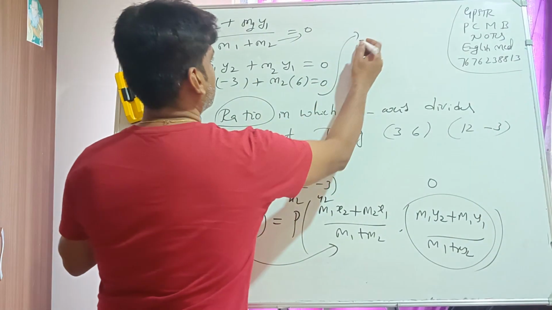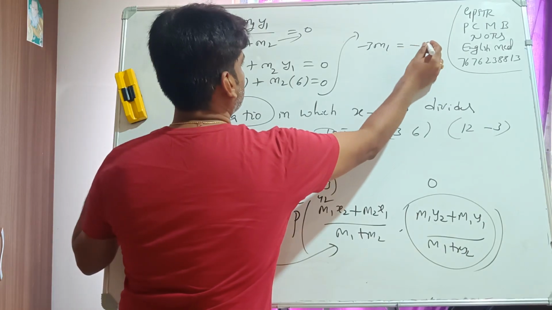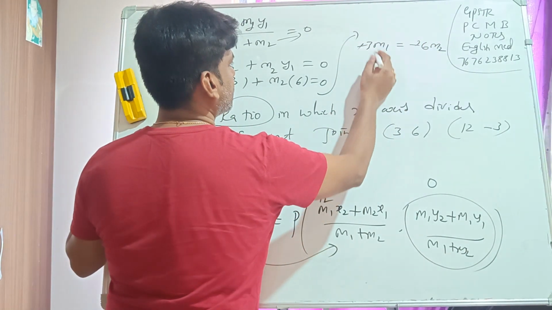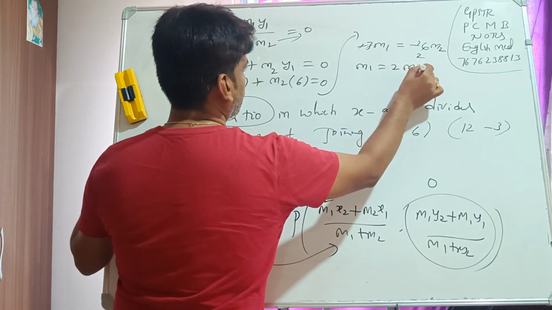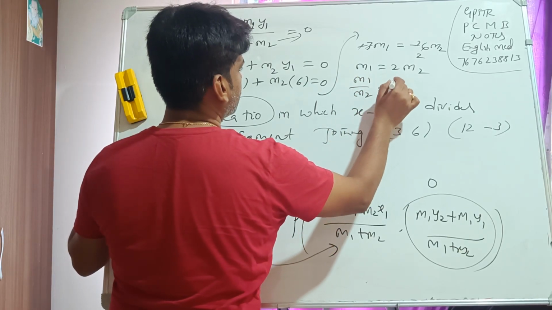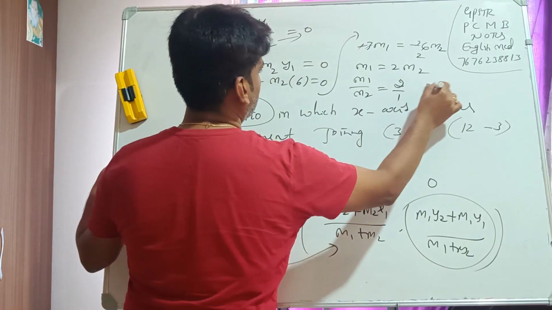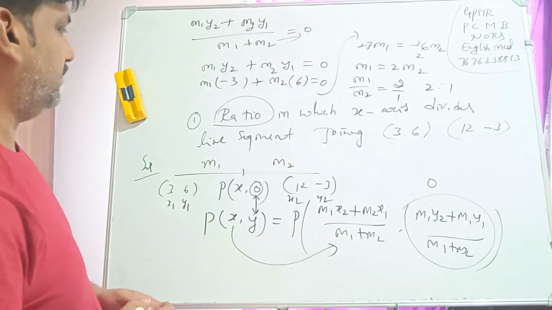So now what is this? Minus 3 m1 is equal to, I will push this to that side, so it is minus 6 m2. Minus minus will get cancelled. 3 ones are 3, 3 twos are 6. So m1 is equal to 2 m2. Or we can write the ratio m1 by m2 as 2 divided by 1, or the ratio is 2 is to 1. Right? This is the correct answer.